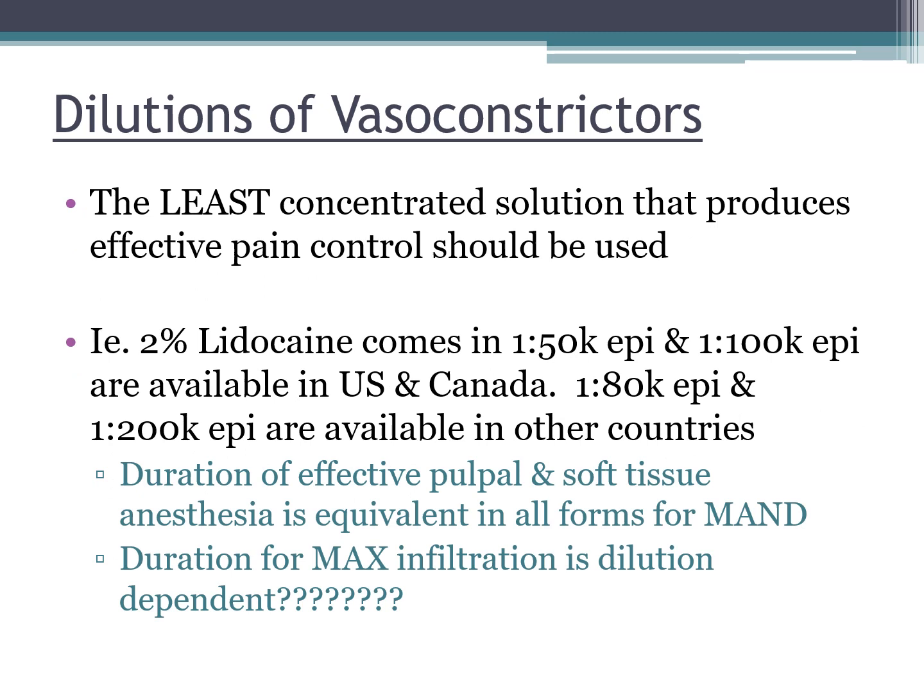Dilutions of vasoconstrictors. The least concentrated solution that produces effective pain control should be used. So if you have a 2% lidocaine, it comes in 1 in 50,000 or 1 in 100,000 epi. Use the least concentrated solution that will produce the pain control that you need.